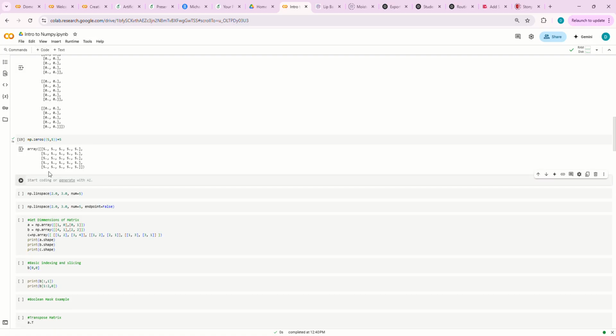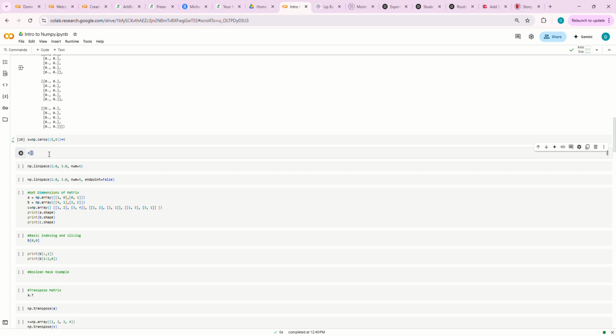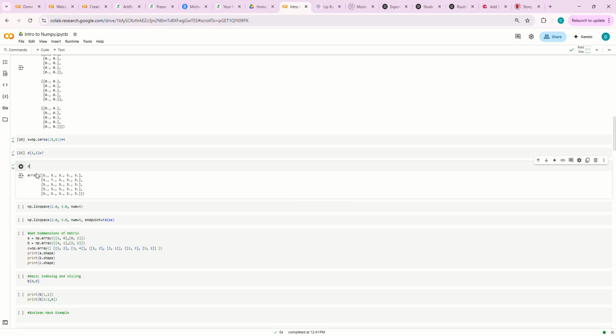And then let's say we want to make one of these entries a 7. So if we do x of 1, 1 equals 7. Taking a moment there. X, and then there we have it. We have 1 on 1. Remember, matrices are indexed. The first one is the row, and the second one is the column. So first row, second column.